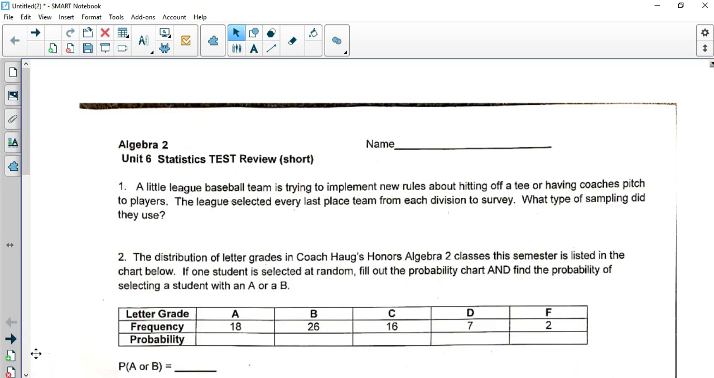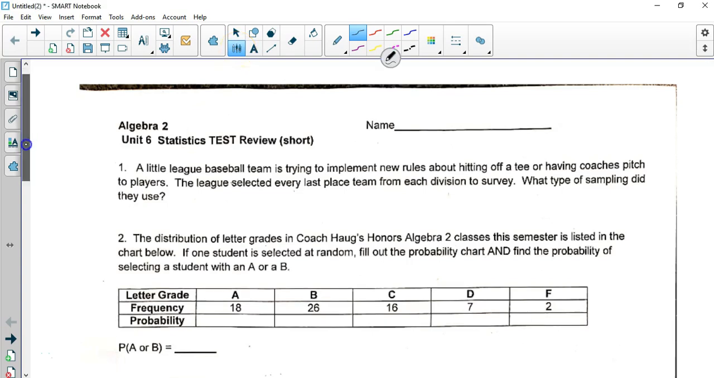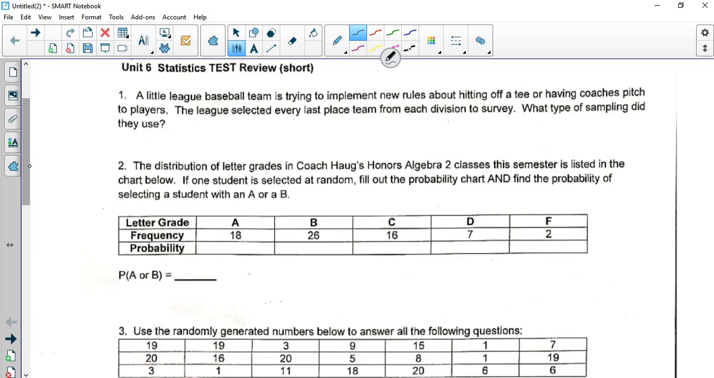Alright, so the short review. We have a Little League baseball team, and they're trying to hit off the tee.